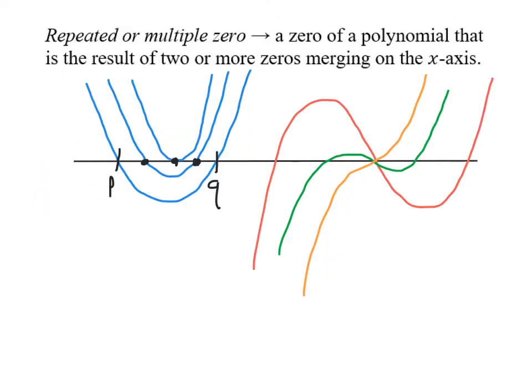I want to just explore this concept of the repeated or multiple zero real quickly here. You can almost think of it as the result of two or more zeros merging. Like normally when we'd see a quadratic with two zeros like here, they're separate. You can almost just think of them as coming together now, getting closer and closer to each other. And then at some point, they just merge and become one zero. And that's, of course, when the graph just comes down and touches the axis and goes back up.